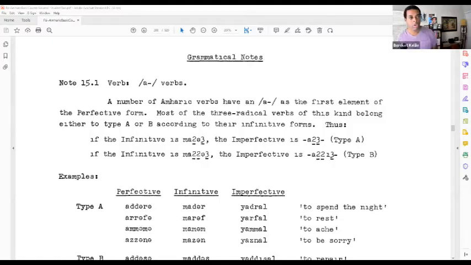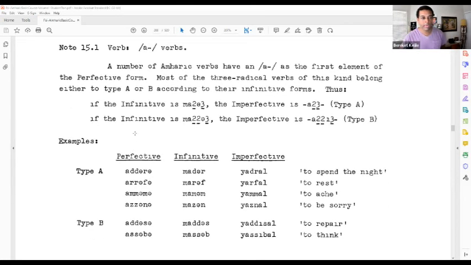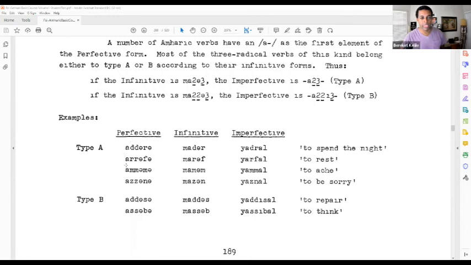Starting off with 15.1, we're looking at what are called the A verbs. These verbs in the perfective forms are marked off by the A in the perfective, as you see there in the first syllable, and you've got type A and type B verbs. This section is going to deal with the three radical verbs. So remember, as you look at that column under perfective, that three radical refers to those three syllables: adara, arafa, amama, azana, and so on.